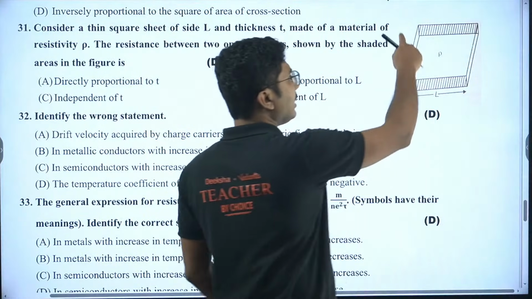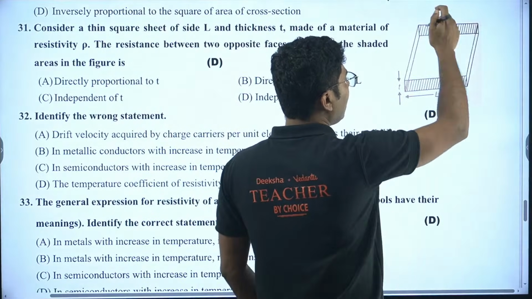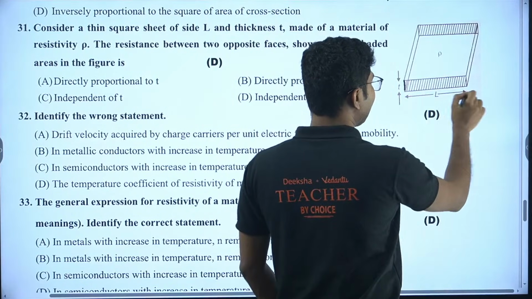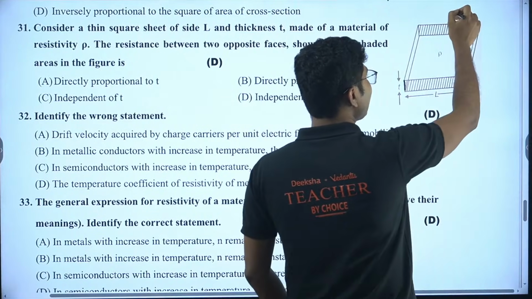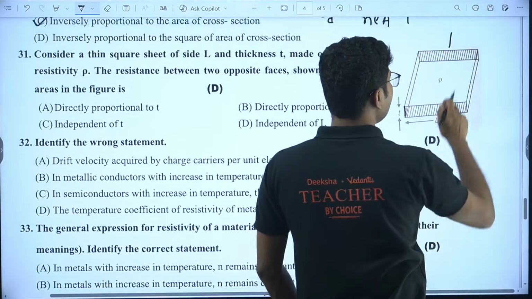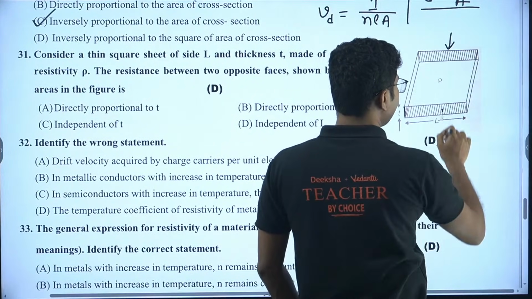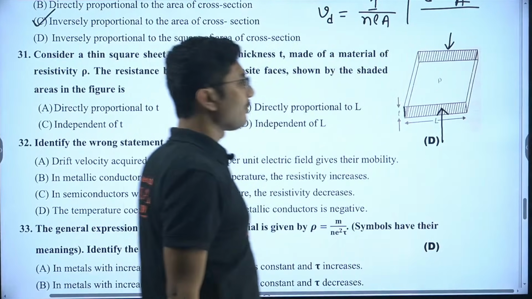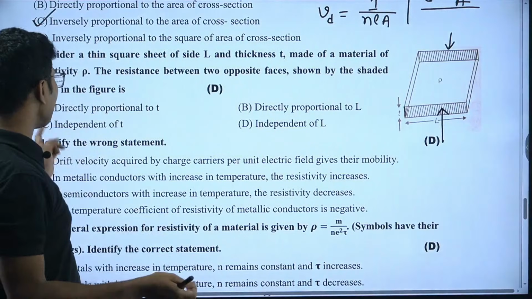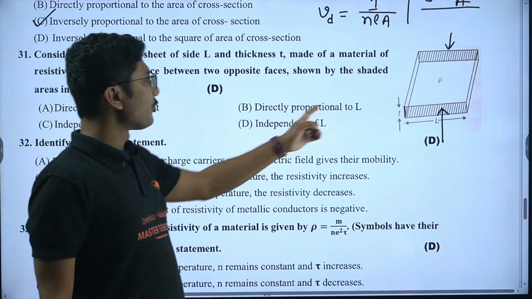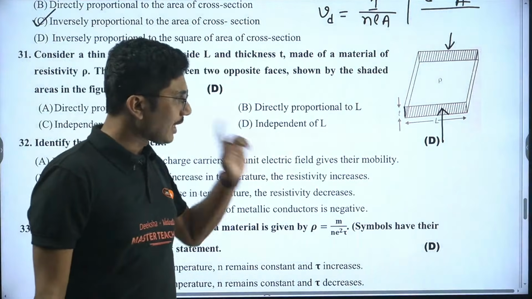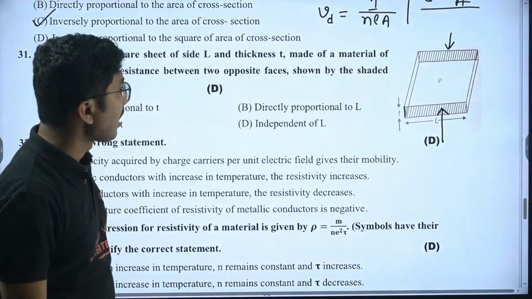So here we have a sheet of metal. The thickness is given here as t and the length here is given as L, and we are measuring the resistance between these two sides. We are measuring the resistance of these two sides. So they are saying directly proportional to t, directly proportional to L, independent of t, independent of L.